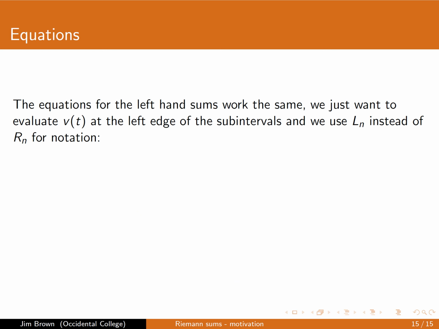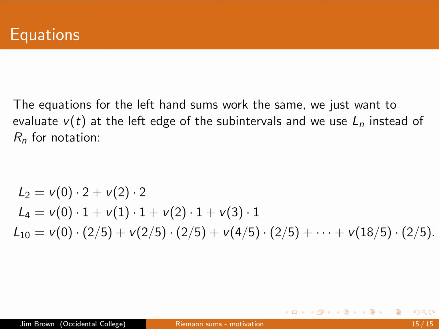And when we find the equations for the left-hand sums, we'll use L sub n instead of R sub n to indicate a left-hand sum, but it's essentially the same thing except we use the left edges of the intervals instead of the right edges. So we just saw L of 2 would use 0 and 2 for our edges, and then for L of 4, the left edges are 0, 1, 2, 3, and similarly for 10, you just go from the left edge. And you just have to make sure you're using the right number of rectangles.